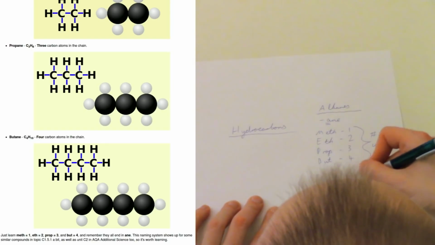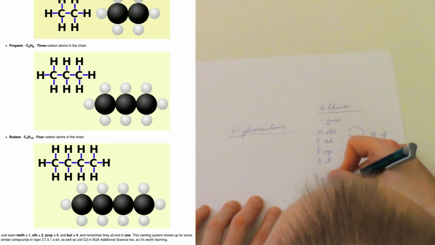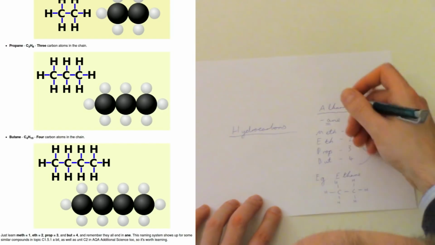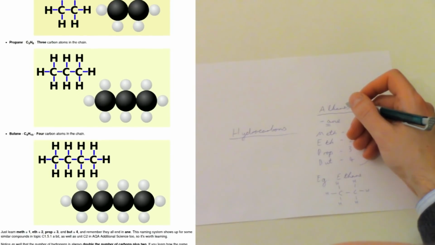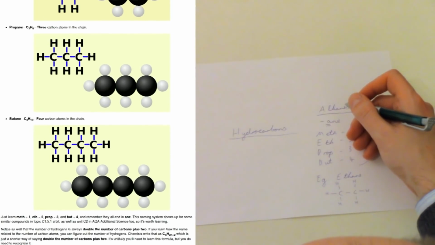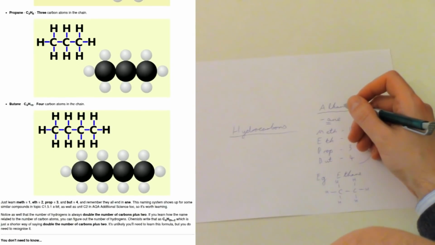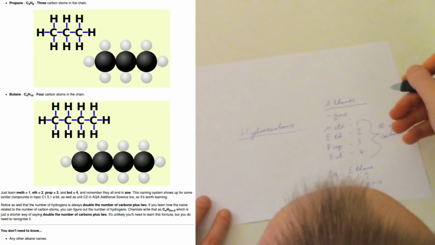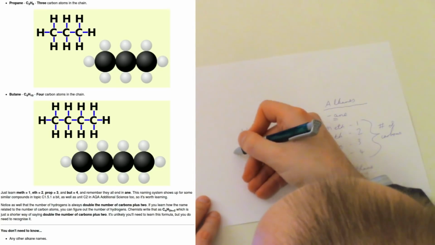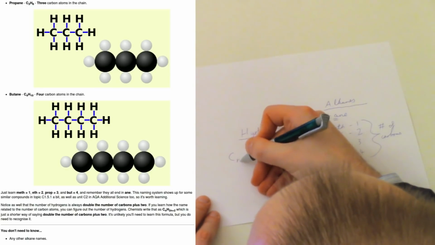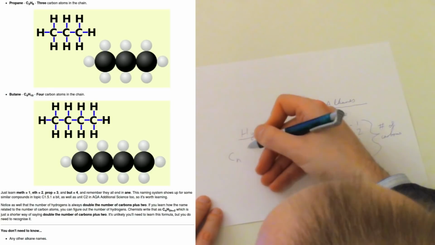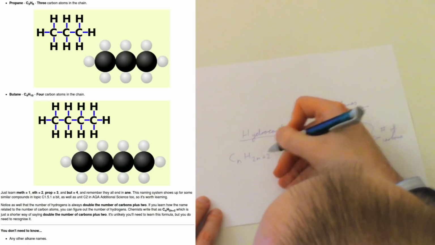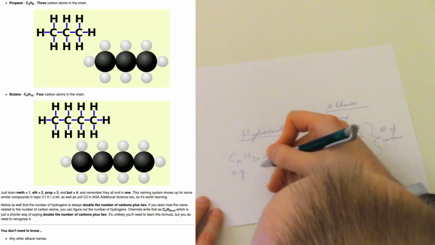It's got those 2 carbons there, and it's got 6 hydrogens coming off the side. Now then what we get on to is how the formula relates to the number of carbons. Okay, so we've got a really common formula here. We've got C n, which means some number of carbons, and then H 2n plus 2.